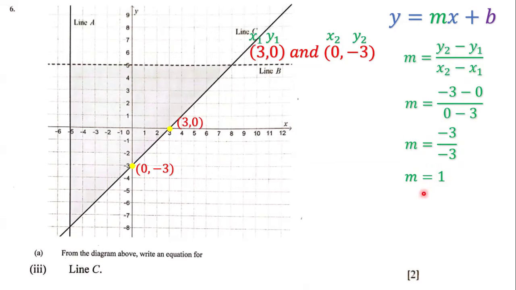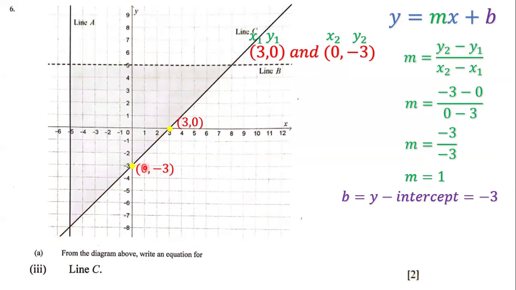So we know what the slope is. Now, what is b? Well, b is the y-intercept, and the y-intercept is the value of y when x is equal to 0. Or we could say that the y-intercept is the point where the line crosses the y-axis. So that's this particular point right there. This is where the line crosses the y-axis, at the point 0, -3.